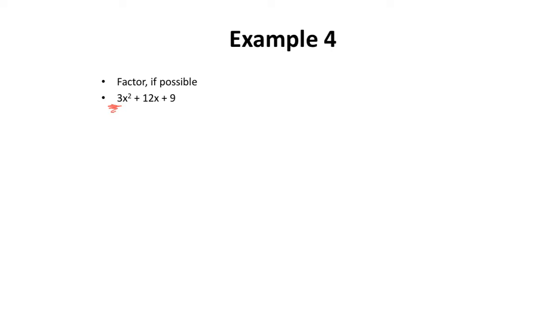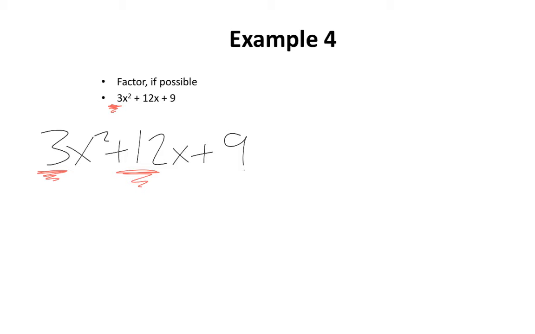Therefore, the technique that we've been using previously has to change a little bit. Let's rewrite our question first. 3x squared plus 12x plus 9. Just like before, I want you to take a look at the numbers that are present in this expression. I have a coefficient of 3, I have a coefficient of positive 12, and I have a constant of 9.